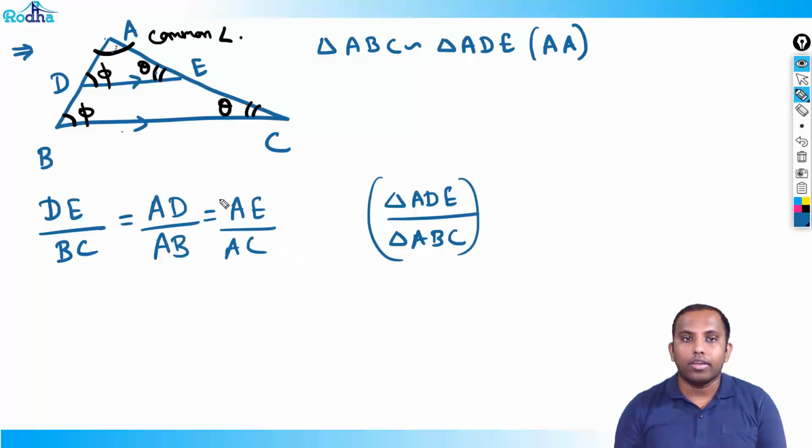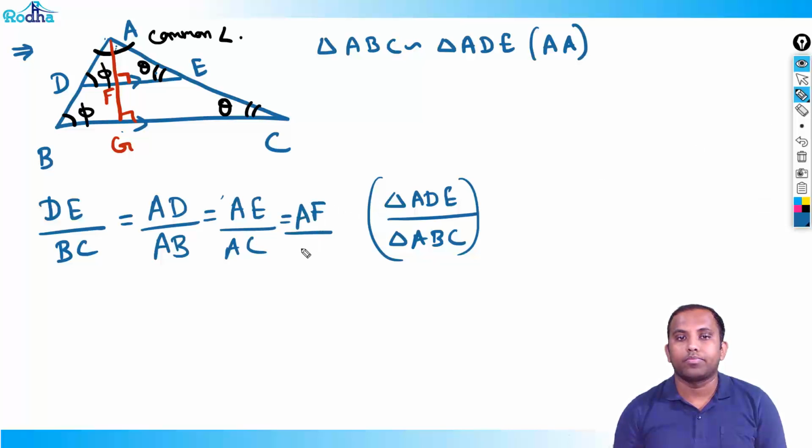Fine. Not only this, you remember the ratio of corresponding sides is equal to the ratio of heights also, right? So if I draw a height here, you can draw a height here. Let the height of this triangle be AF and the height of this triangle be AG. So this will also be equal to AF upon AG. So this is how you write it for similarity of triangles.